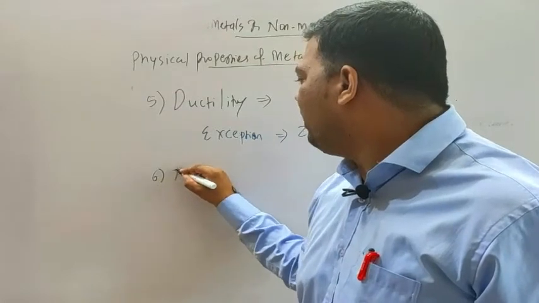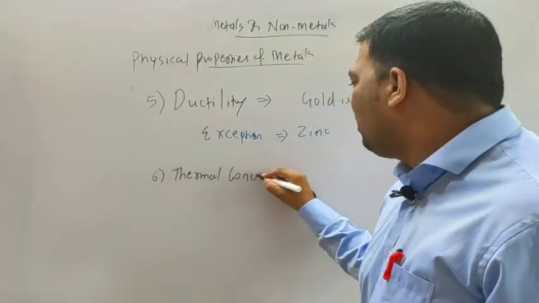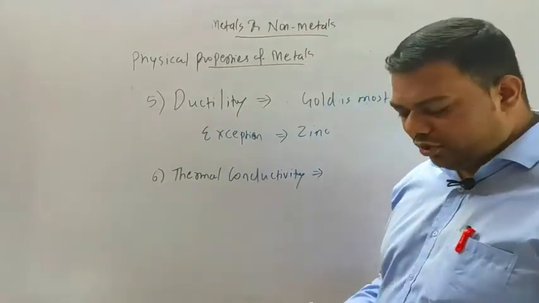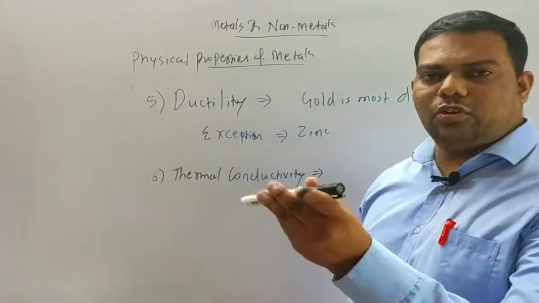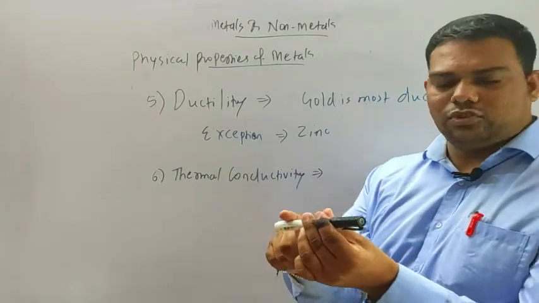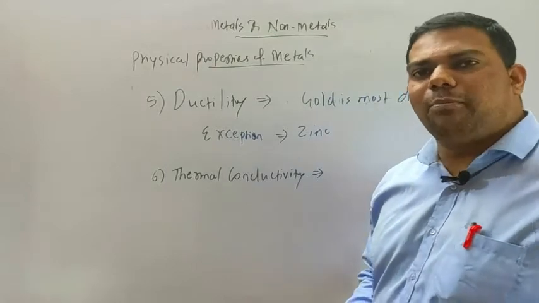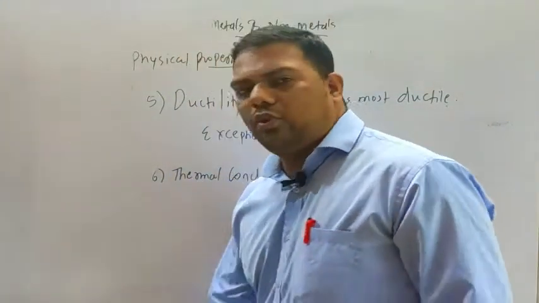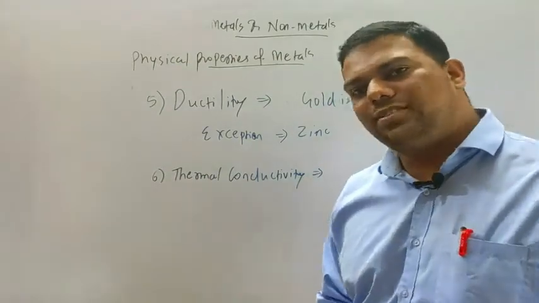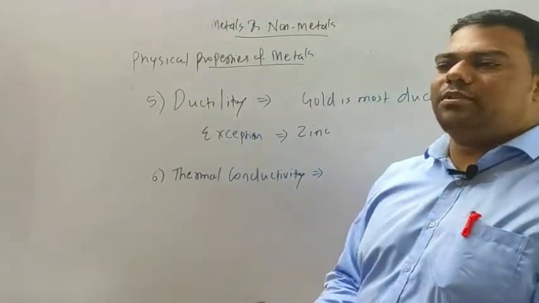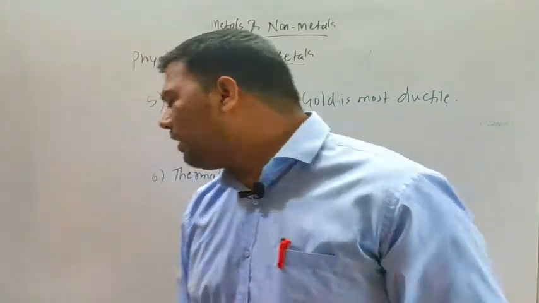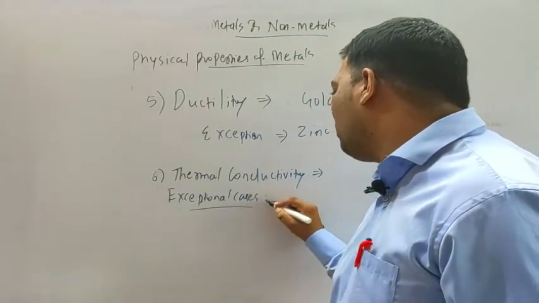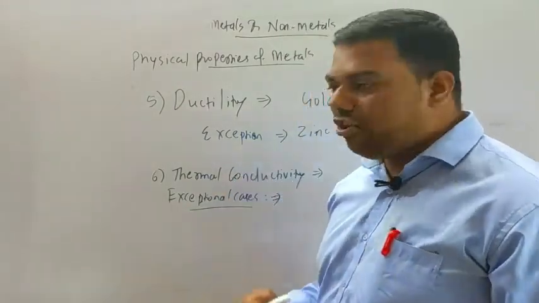The sixth property is thermal conductivity. Thermal means heat, so it is the transfer of heat from one end of the metal to the other end. That property is called thermal conductivity, and metals showing it are called thermal conductors. For example, when we put utensils on the gas, the whole water pot becomes hot. Here also there are exceptional cases, and you have to concentrate on them, because questions will be asked on these exceptional cases only.